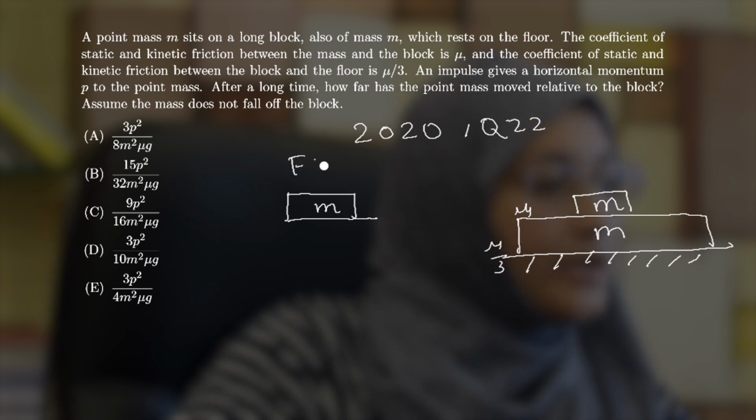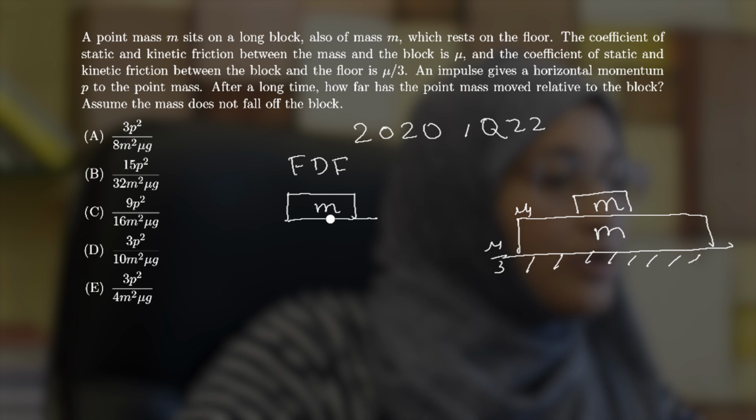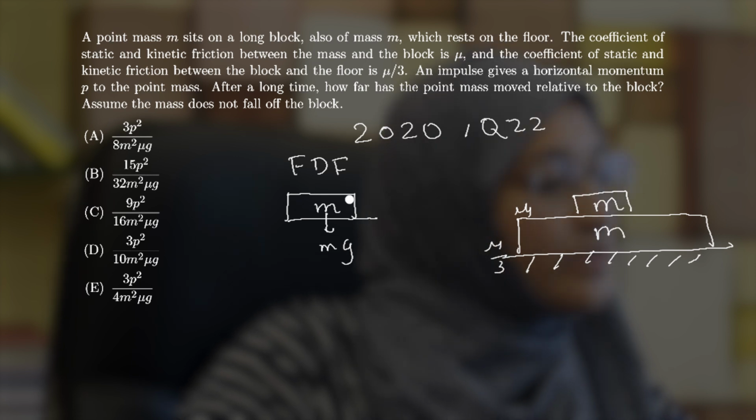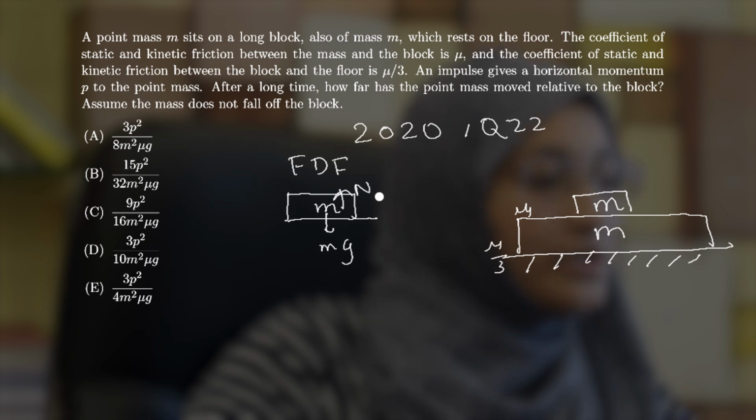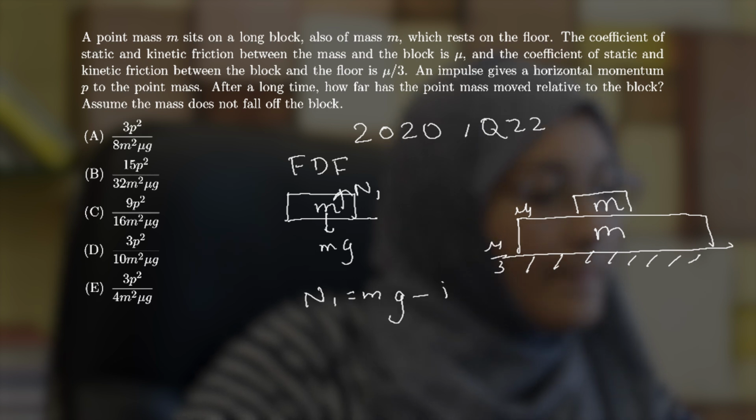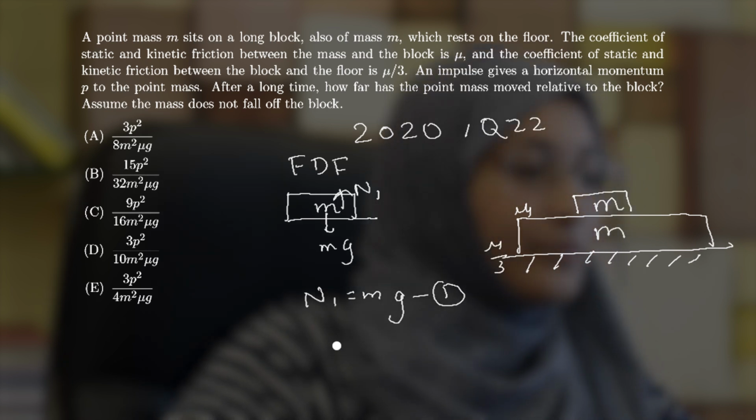As we know, a free body diagram shows the total forces applying on the block. The force applying on this block is first downward, that is the gravitational force, whose value is mg, and an equal normal reaction force will be applied in the upward direction. Let us say that normal reaction force is N1. So from here, N1 will be equal to mg. This is our equation number 1.